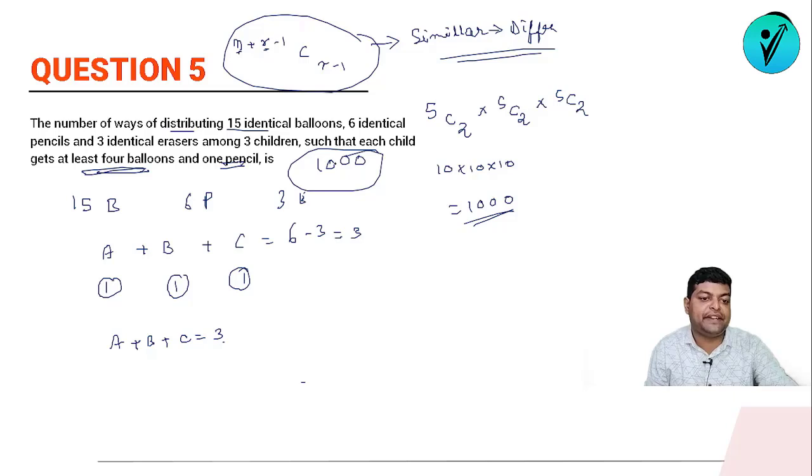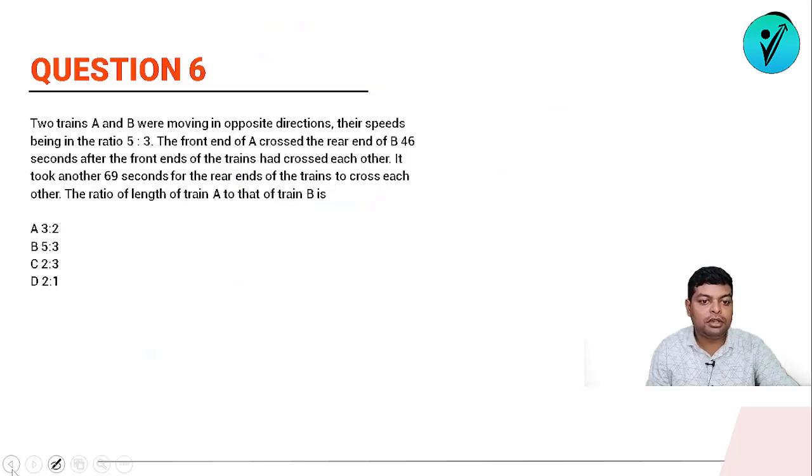In 1000 different ways, we can distribute 15 identical balloons, 6 identical pencils and 3 identical erasers among 3 people A, B and C. Okay, so this was question number 5 from the chapter of permutations and combinations. Moving on to question number 6. Question number 6 is from a very important topic, that is time, speed and distance.